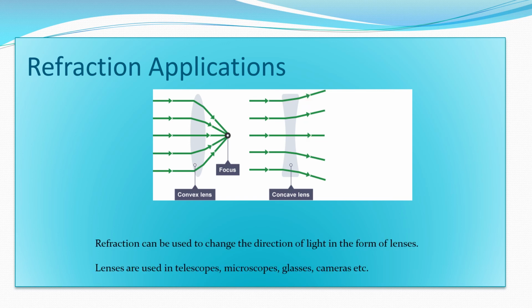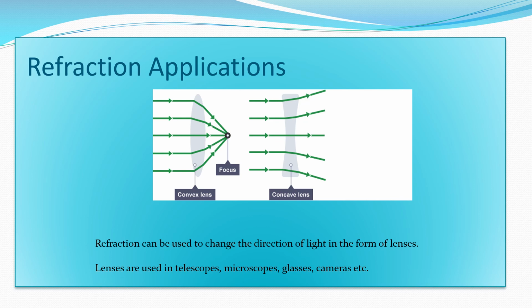So we can use that to change the direction of light. That's the biggest use of refractors, to change the direction of it. The reason we might want to do that is for telescopes or microscopes, for glasses, to make sure the light focuses in the right place on your eye. We use it in cameras and lots of other places, okay? So that's where we're going to finish.